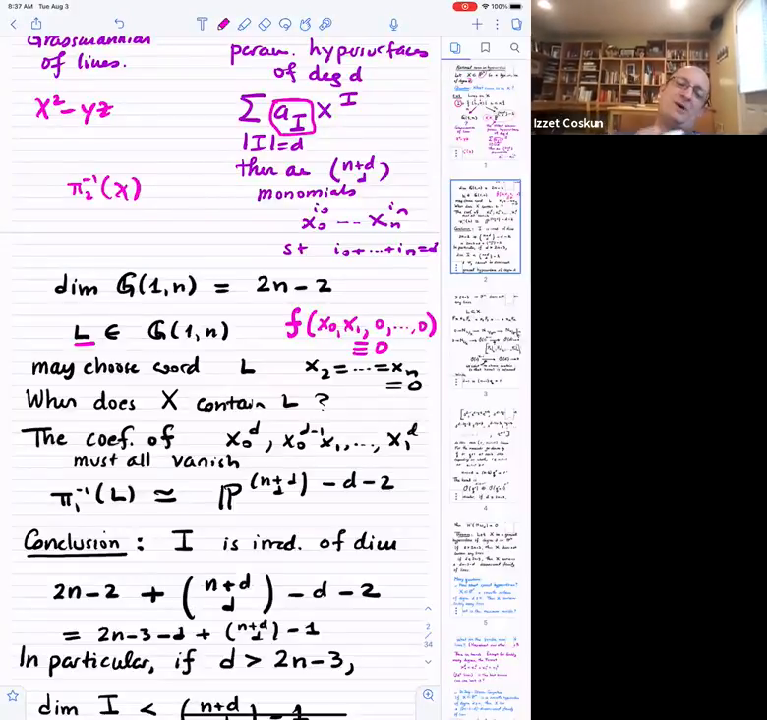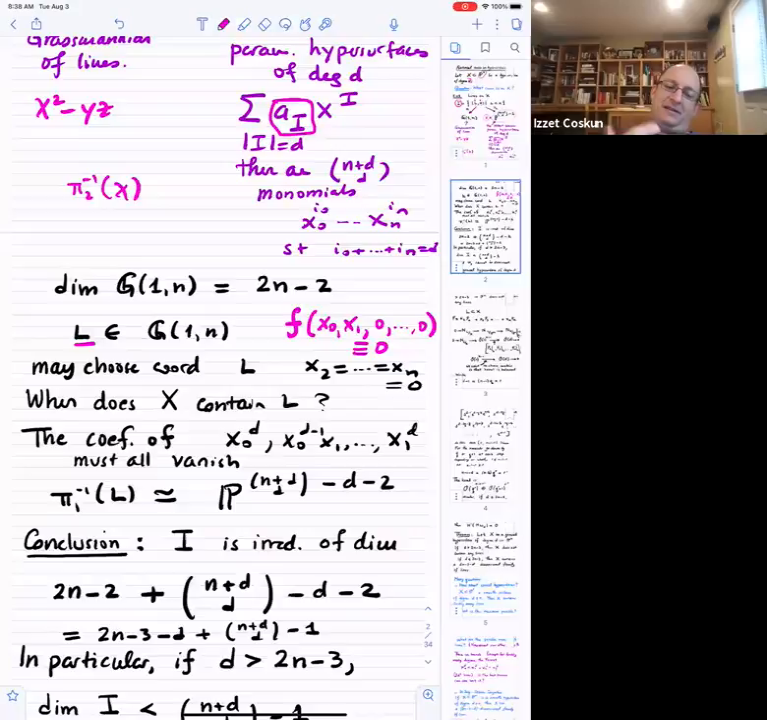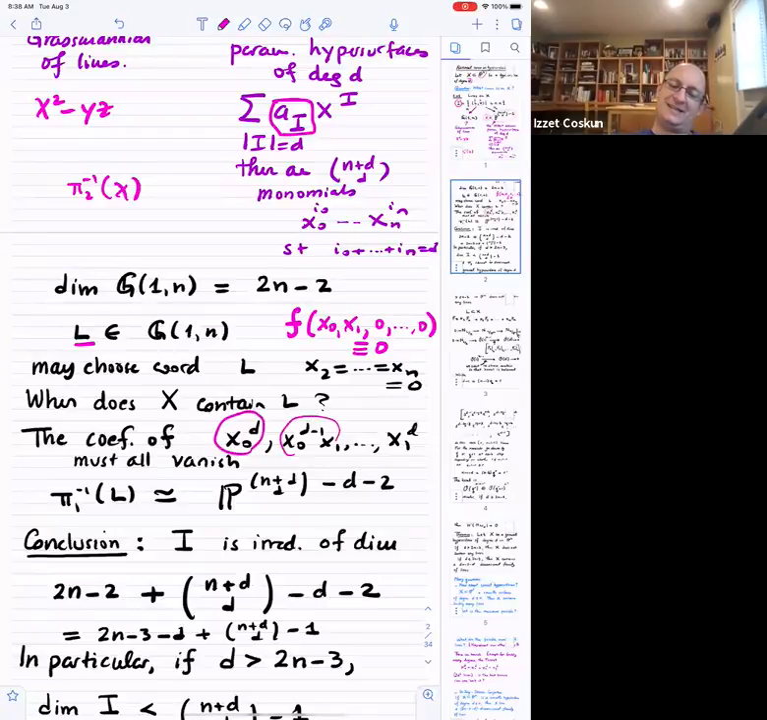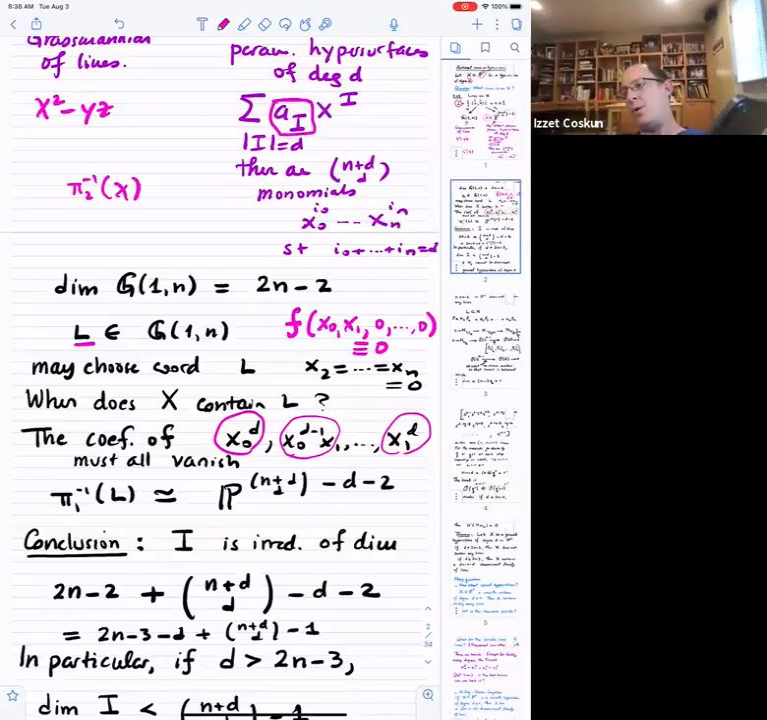Well, what does that mean? Look at the expansion of that thing. If I set x2 up to xn equal to 0, I have to get 0. So that means that there should be no monomials not involving at least one of x2 through xn. In other words, the coefficients of x0 to the d, x0 to the d minus 1 times x1, up to x1 to the d have to be all 0.